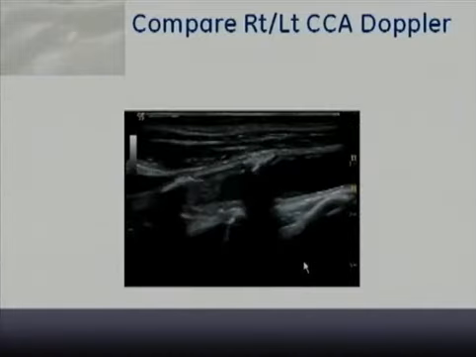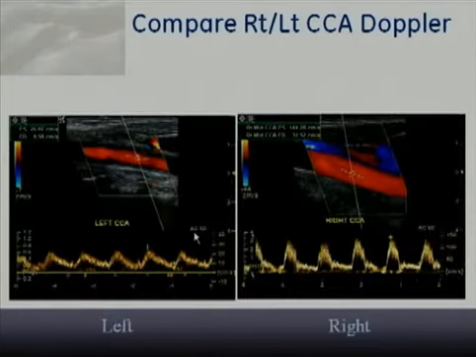So this is an ICA occlusion, and this is what we see with the grayscale imaging: a debris-filled vessel and an absence of color fill in this area.